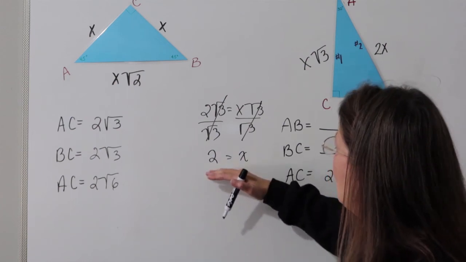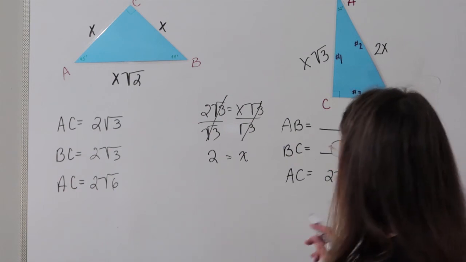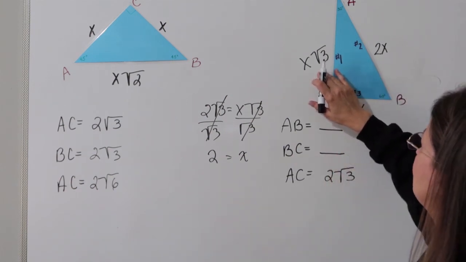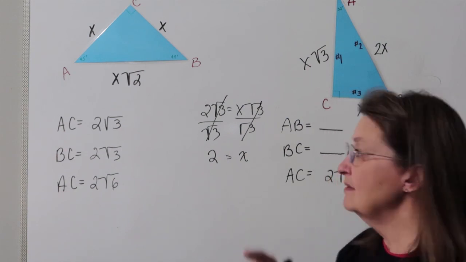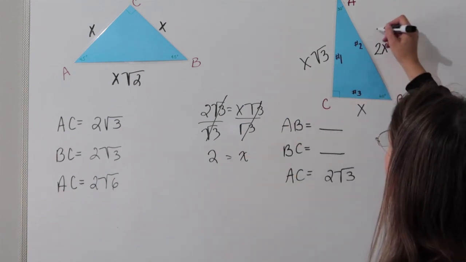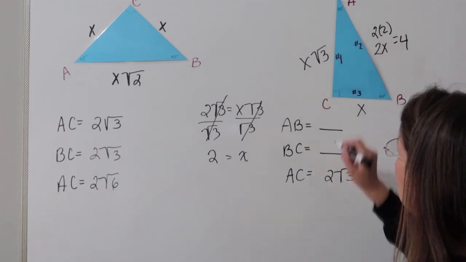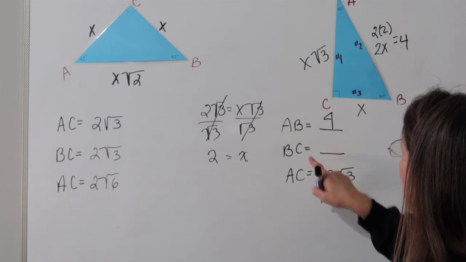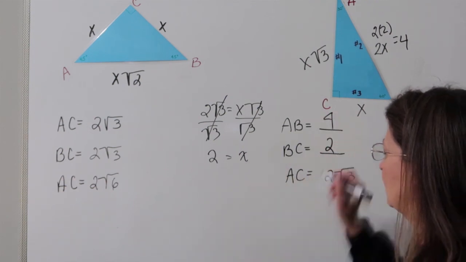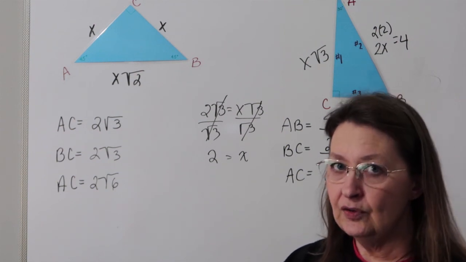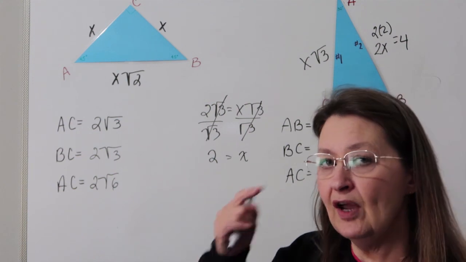I take this information back up here and I'm going to fill it in where I need to. So I already know what AC is. Now AB is equal to 2 times x. Your x is 2, so this is going to be 2 times 2, which is 4. That's AB. And then BC is x. What's x? 2.